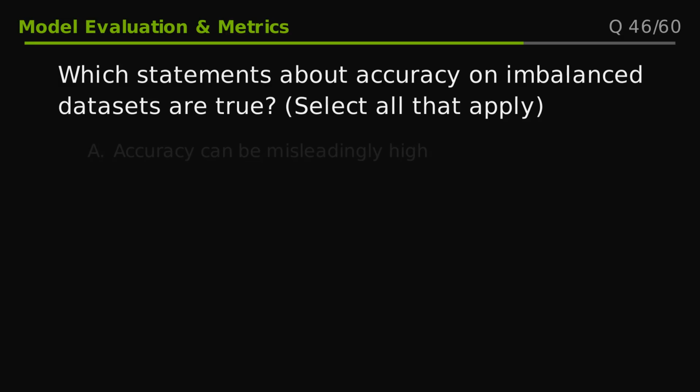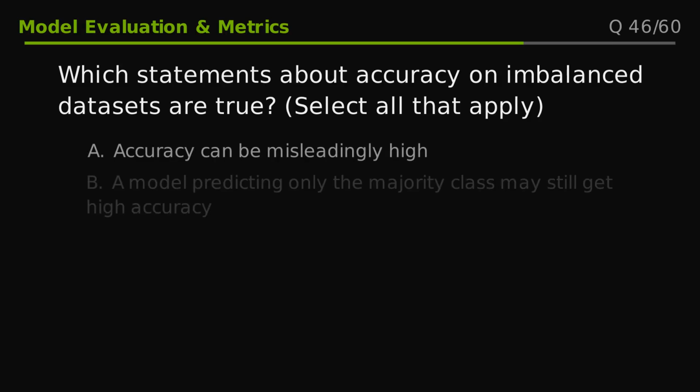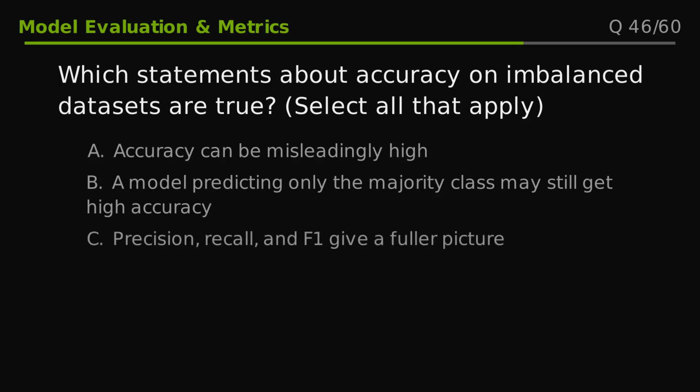Select all that apply. Option A. Accuracy can be misleadingly high. Option B. A model predicting only the majority class may still get high accuracy. Option C. Precision, recall, and F1 give a fuller picture. Option D. Accuracy is always the single best metric.